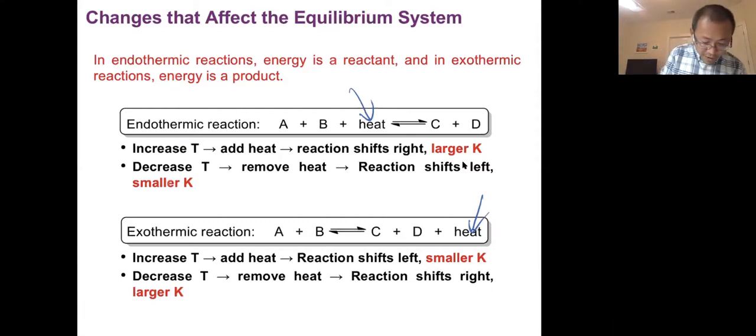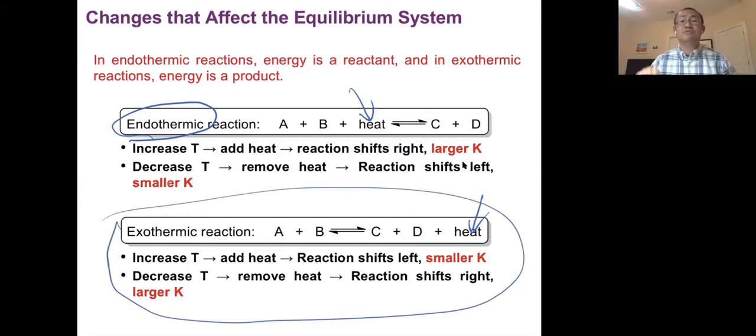For endothermic reaction, increased temperature means add heat. Heat is a reactant. Take a look for endothermic. Reaction shifts to the right. Decreased temperature means remove heat. Remove heat means reaction shifts to the left. And for exothermic, it's reverse.